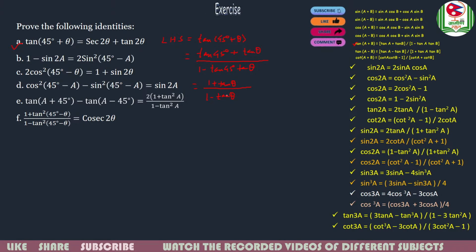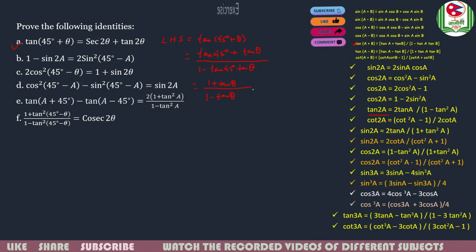But the problem is that we have to obtain sec 2θ plus tan 2θ. We know sec 2θ is just 1 by cos 2θ. And the formula for tan 2A is 2 tan A upon 1 minus tan squared A. So we have to be very careful about what tan 2A will be.